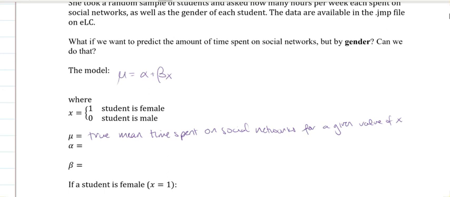Alpha, as before, is an intercept, so alpha is the true mean time spent on social networks, but specifically when x equals 0. But if x equals 0, that means the student is male, so we can contextualize it further. It's the true mean time spent on social networks for male students.